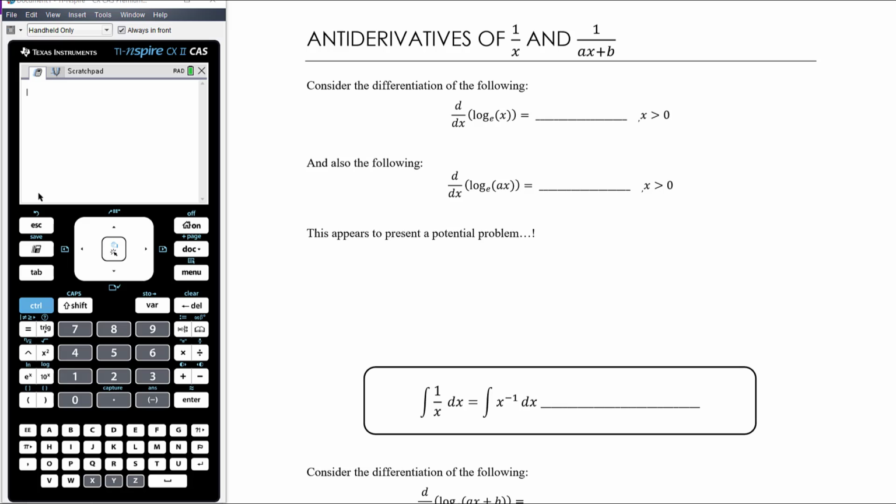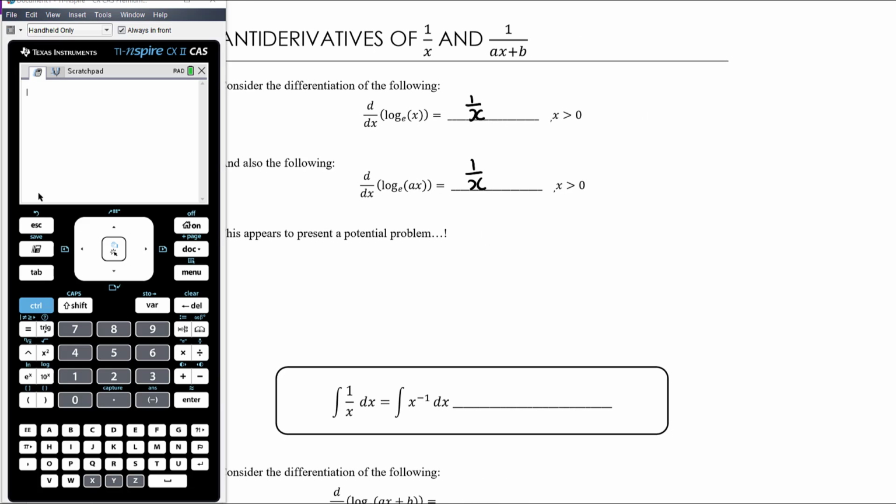So when we differentiate log e of x, you might recall, I hope you recall, that we get 1 on x. However, we also know that when we differentiate log e of ax, we also get 1 on x. And we can think about that in a couple of different ways. We can think about it as a chain rule. So the derivative of log e of something is 1 on something, and then we multiply by the derivative of the inside, which is a, and so in the end we get 1 on x.